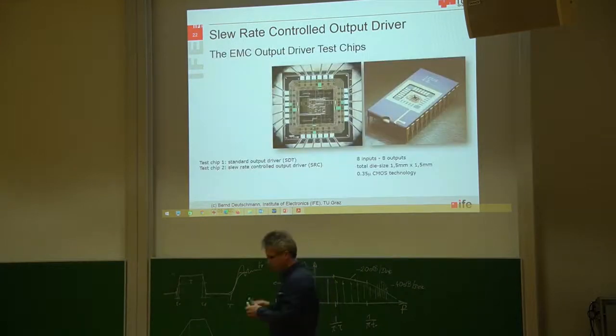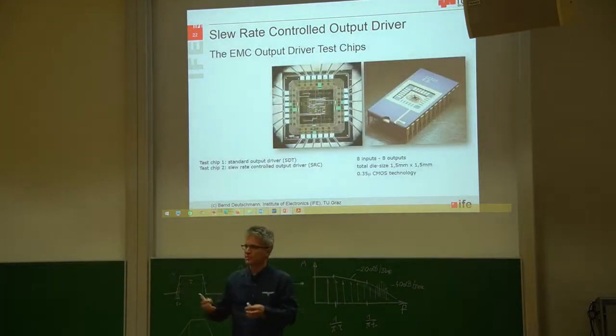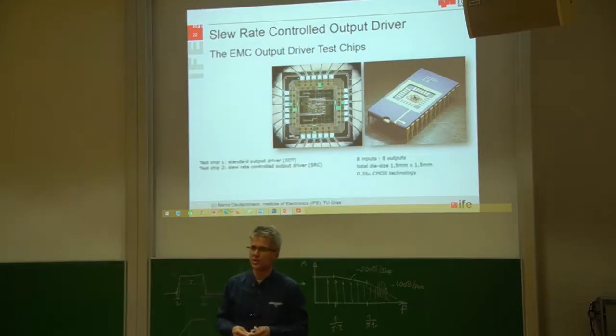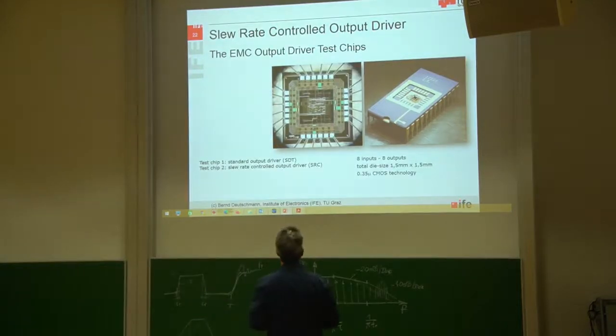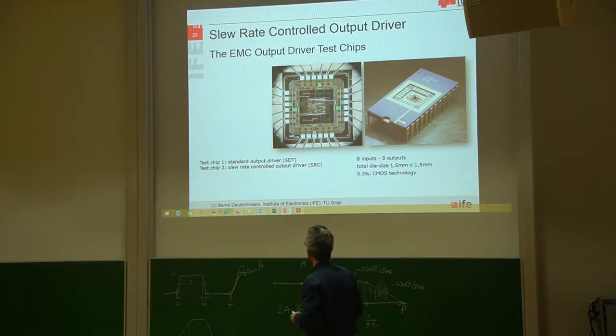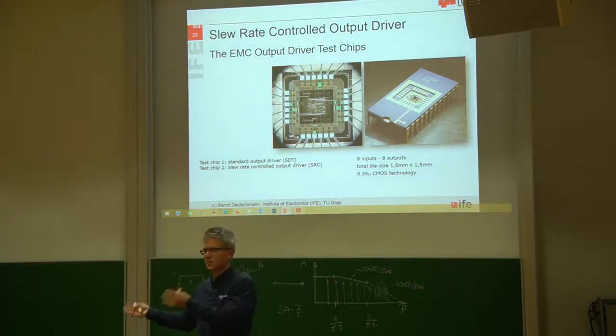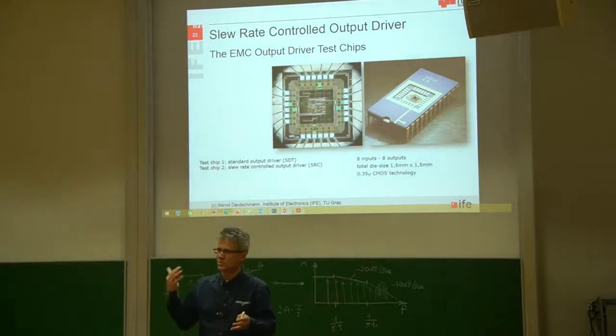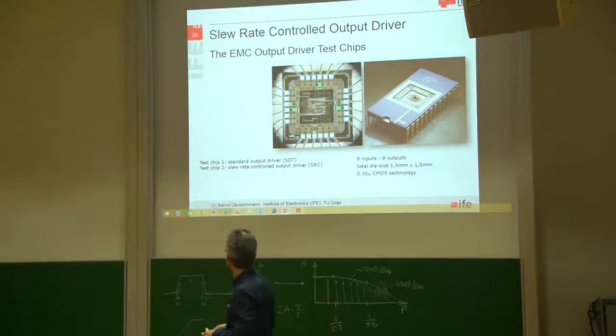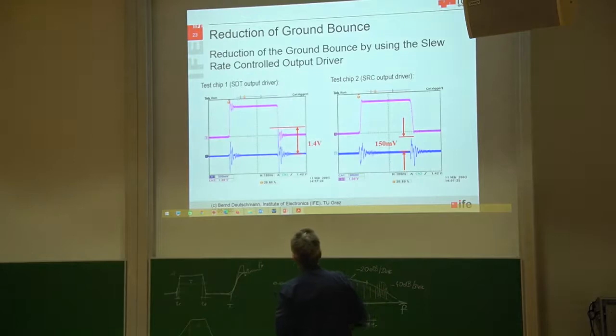Okay, so we also made a test chip in order to prove that this output driver has lower electromagnetic emission than the other one. So this was our special test chip. We have 8 inputs and 8 outputs, and all 8 outputs were either in test chip A, standard output drivers, and in test chip B, the slew rate controlled output drivers. Then we made some measurements.